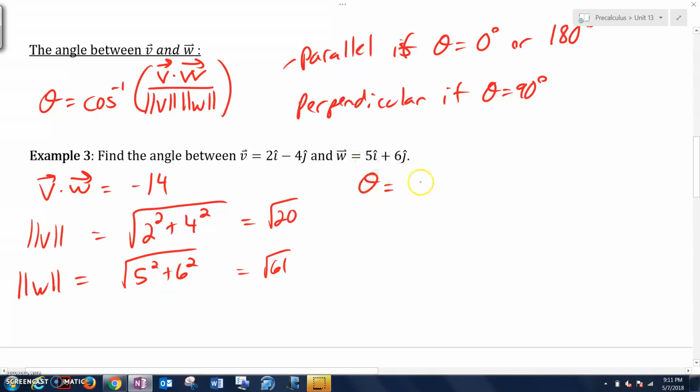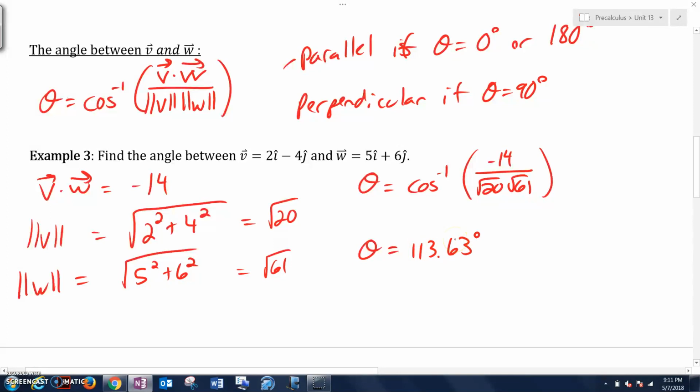So theta equals cosine inverse of negative 14 over the product of root 20 and root 61. Then you just have to type it into your calculator, and you get a theta of 113.63 degrees. So that means the vectors, when they are drawn out, there should be an angle between them of 113.63. And you can do that on your own. Try to draw those two vectors from 0, going right and down and right and up, and see what it looks like.